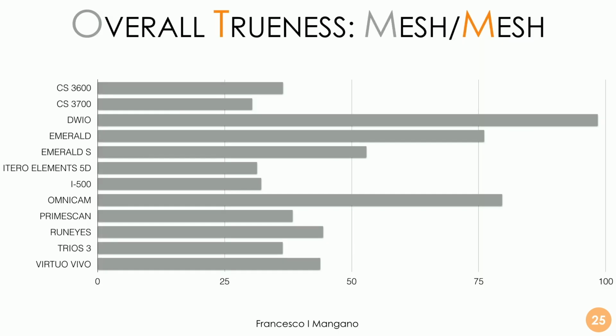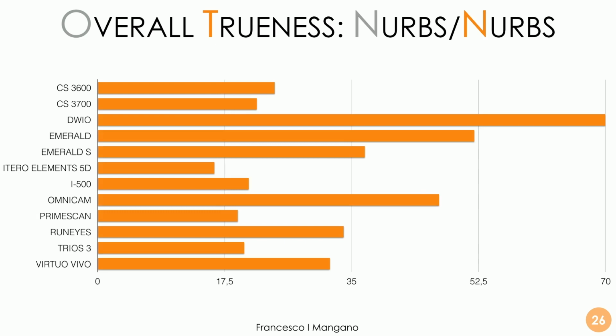As we can see here, there are very little deviations, comprised between 25-30 micron for the iTero Elements 5D, the Carestream scanner and the Medit scanner. For the mesh-to-mesh evaluation, actually the best results were obtained by CS3700 for the overall trueness. For the NURBS-to-NURBS evaluation, the best results were obtained by iTero Elements 5D. Very interesting, that is less than 17.5 micron of deviation on the full arch. So we are talking about very little error compared to what we could achieve even 5 years ago. I mean, the trueness is clearly much better.